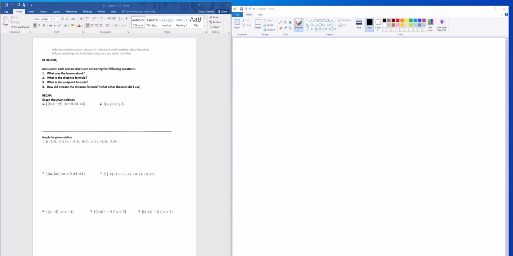All right, it says graph the given relation. So that just means we just create our x and y graph. So number 1. And it says just plot these points.